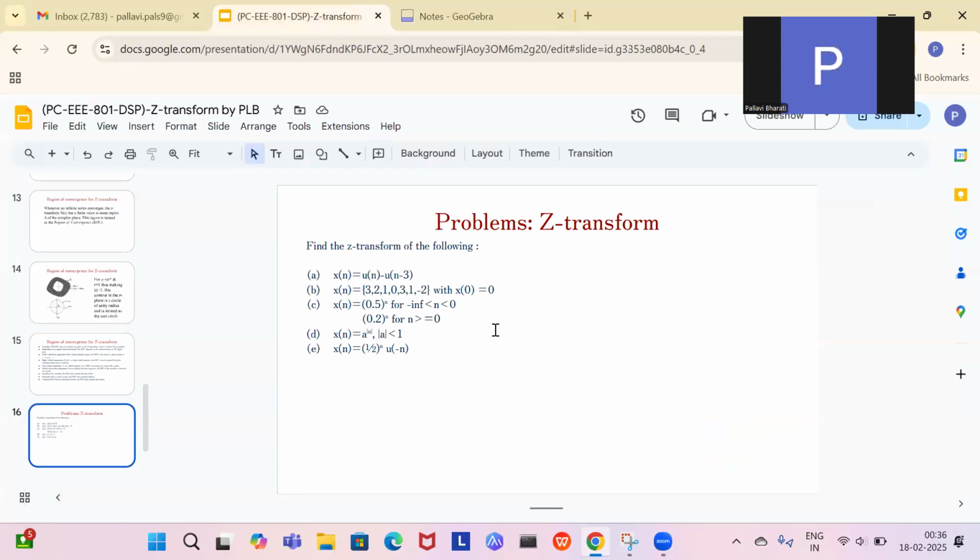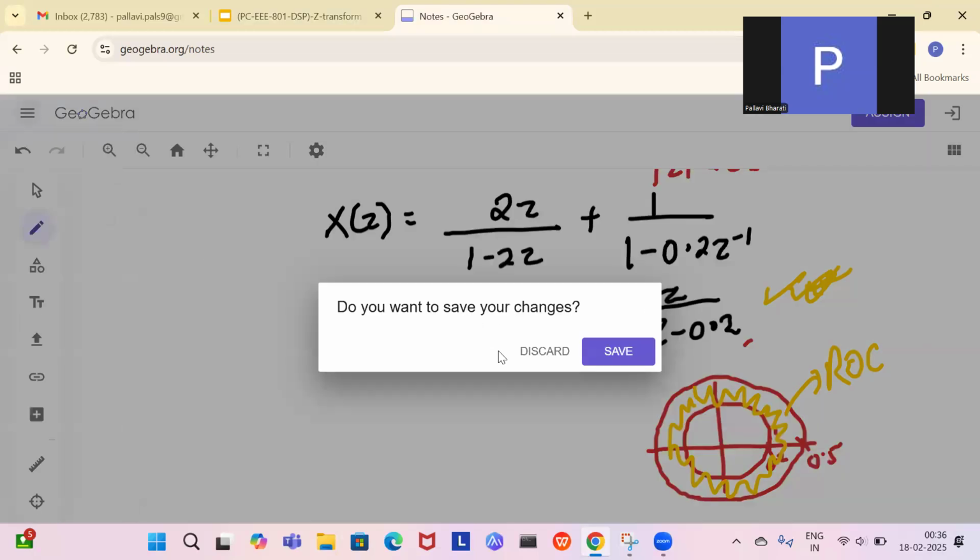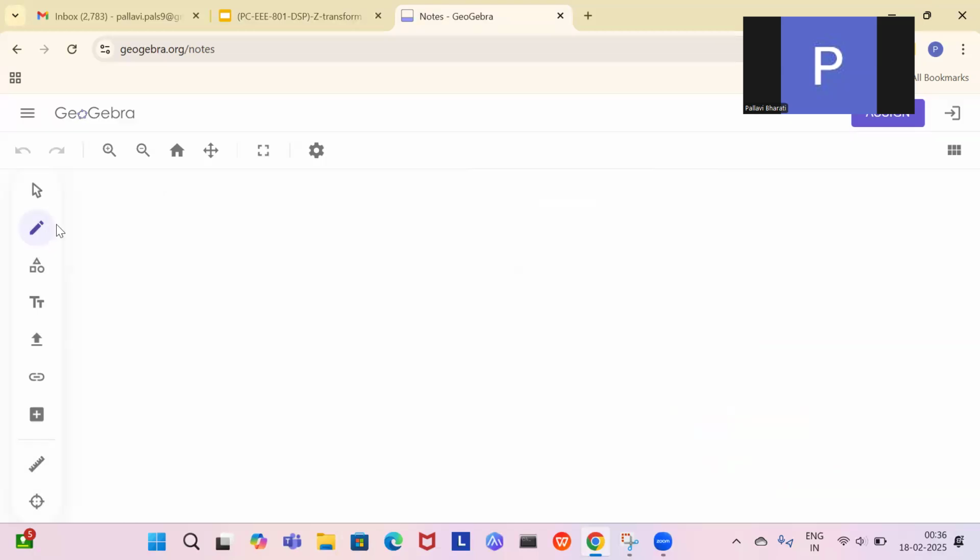Okay, now the next question is x[n] equals a raised to the power of modulus n, where mod of a is lesser than 1. Okay, let's do this question.